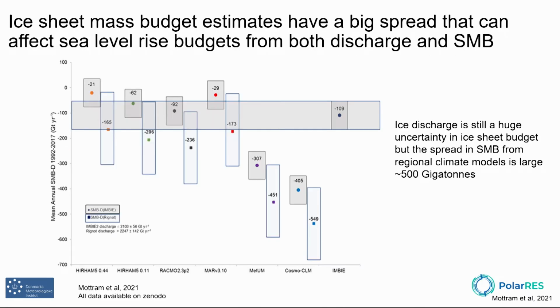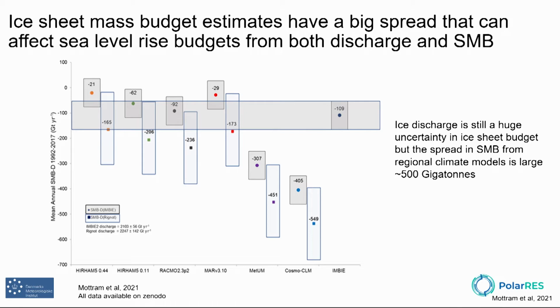The reviewers in this paper asked us to look at the IMBIE number, so this is the IMBIE number here. If we inserted the SMB number from all of these different models into this IMBIE number, this is what we get. You can see that the HIRHAM, RACMO and MAR models are all pretty close. COSMO-CLM and MetUM are down here, a little bit drier than the other models.